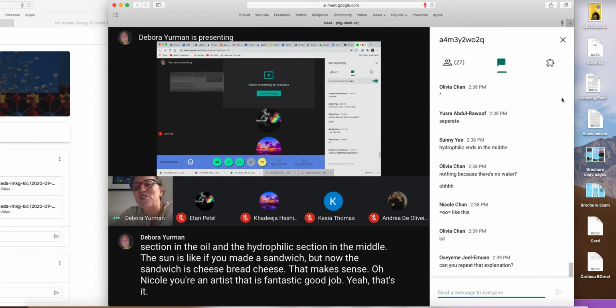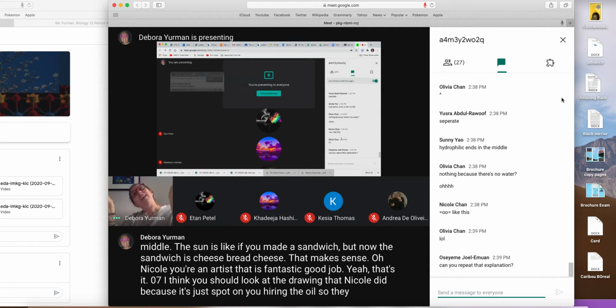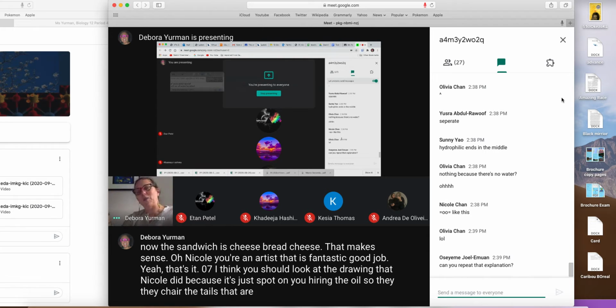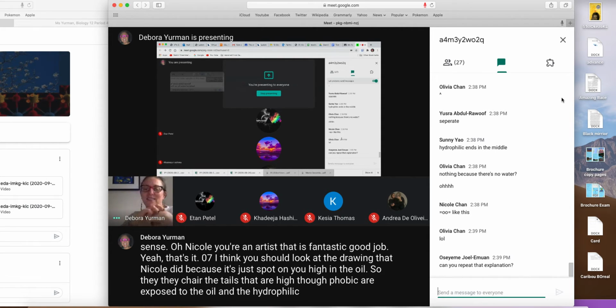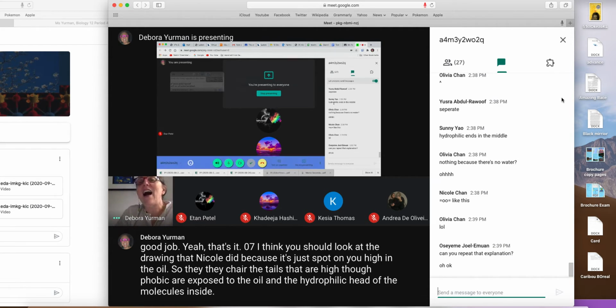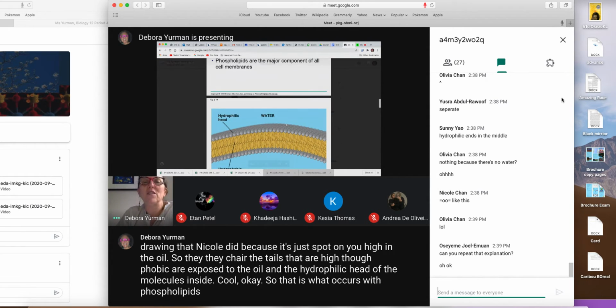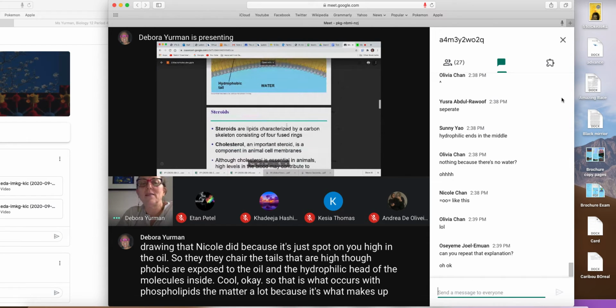Sebe, I think you should look at the drawing that Nicole did, because it's just spot on. You are in the oil, so the tails that are hydrophobic are exposed to the oil, and the hydrophilic head of the molecules inside. Cool. Okay. So that is what occurs with phospholipids, they matter a lot because it's what makes up our membranes.